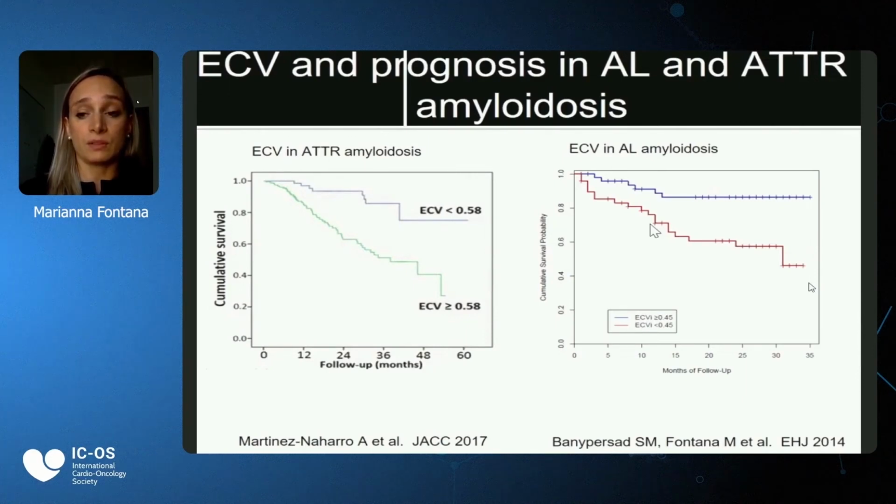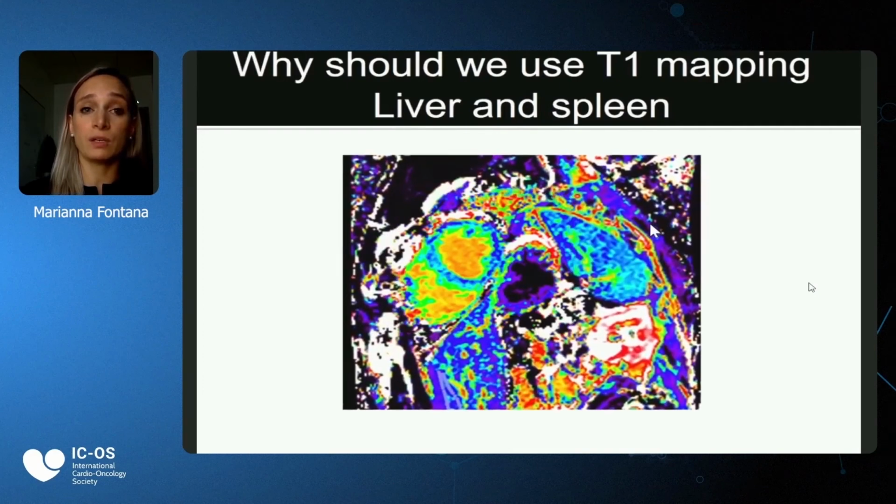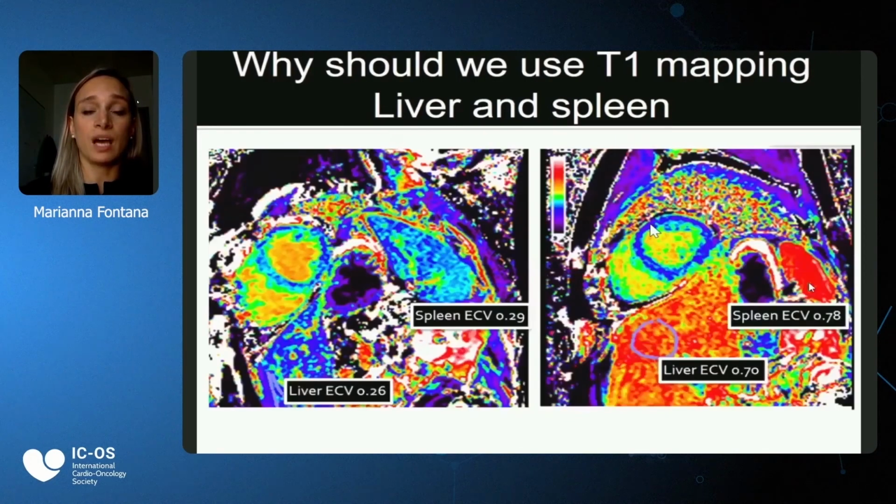And because the extracellular volume is a measure of the amyloid, it's not surprising that it predicts prognosis in both types of amyloidosis. So we can measure the amyloid burden in the heart, but also in the liver and the spleen, because when we acquire the image for the heart, we usually get the liver and the spleen. By simply drawing a region of interest, we can get information on the amyloid load within the liver and the spleen. On the left is a patient with no amyloid in the liver and the spleen; these are blue. On the right is a patient with a large amyloid load in the liver and the spleen, and these are both red.